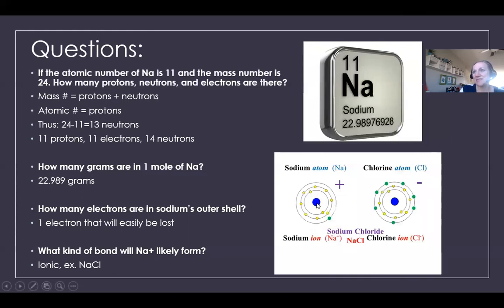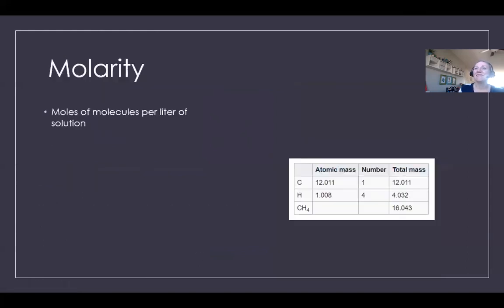So here we see sodium with 2 electrons in the first shell, 8 electrons in the second shell, and then that third shell has just 1 little electron that is going to readily go away, get captured by something like chlorine, which then will become negatively charged, and then we end up with a sodium cation and a chlorine anion that form our ionic bond. All right, molarity.